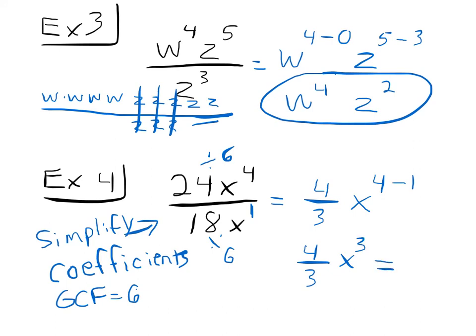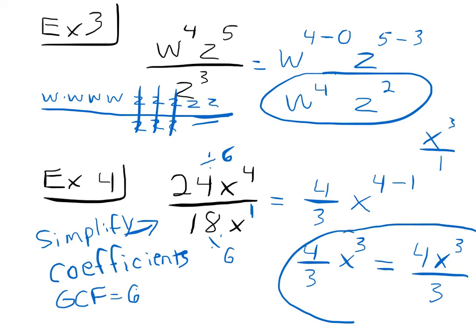Now another way that this might show up on the test would be this. Because this x to the 3rd power can be written over 1, so that the x to the 3rd power is in the numerator. So we could actually show this x to the 3rd power in the numerator with the 4. Either one of these, and I actually want you to write down both of these, could show up as the answer on the test.